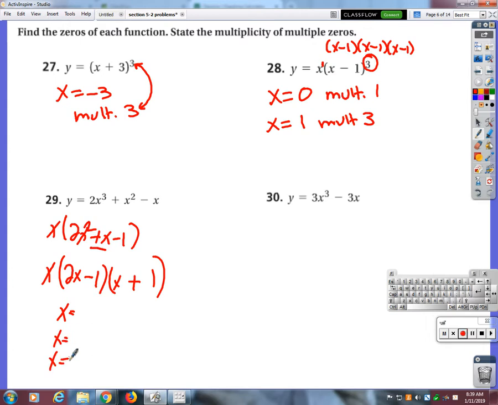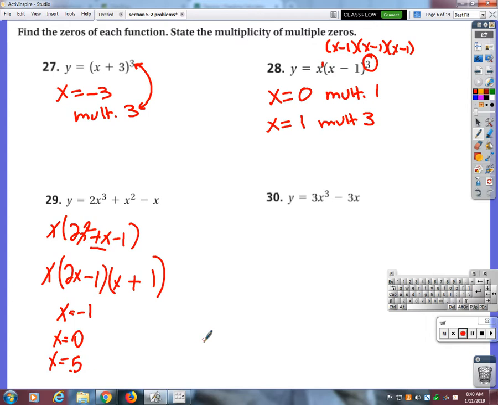There's 3 of them in this case. What are the 3 zeros? Where do you get negative 1? From this one right here. 0 from this one right here. And what? Yeah, 0.5, good, because 2 times 0.5 is 1, and 1 minus 1 is 0, okay?